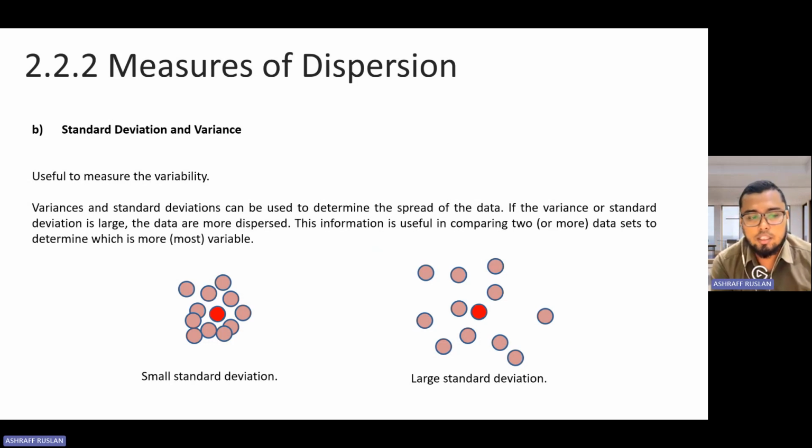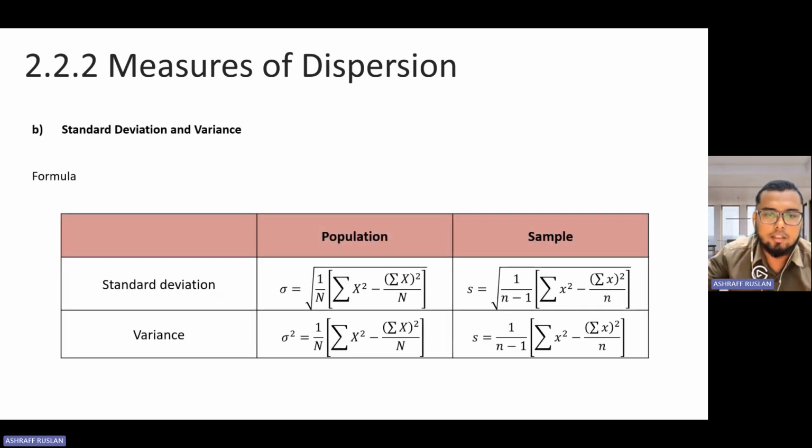So if the variance or standard deviation is large, kalau nilai variance and standard deviation adalah besar, the data are more dispersed. Data dia lebih berserakan lah kalau bahasa Melayunya. This information is useful in comparing two or more data set to determine which is more or most variable. So kalau kecil nilai variance and standard deviation, so maksudnya dia ada less spread lah. Macam tu sahaja. So macam mana kita nak kira ni?